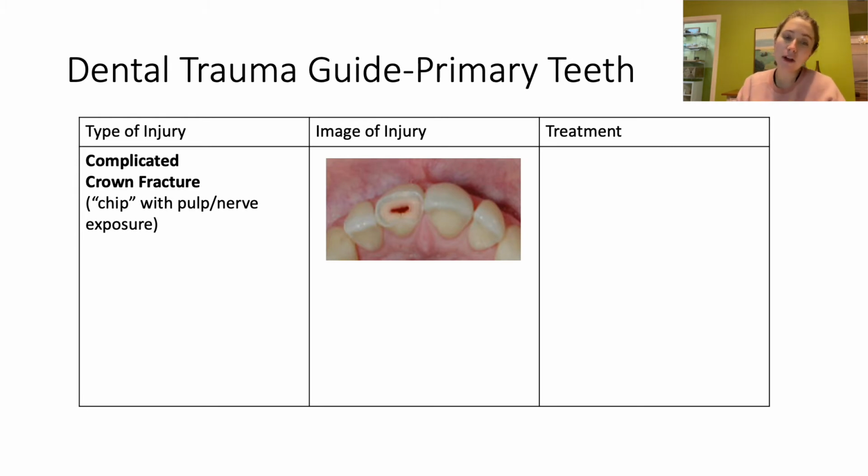So a complicated crown fracture in a baby tooth. What that is, is a chip on the tooth with a pulp or a nerve exposure. So when you look at the cross section that's been chipped off, you see a little red thing. That red thing is the bleeding nerve.